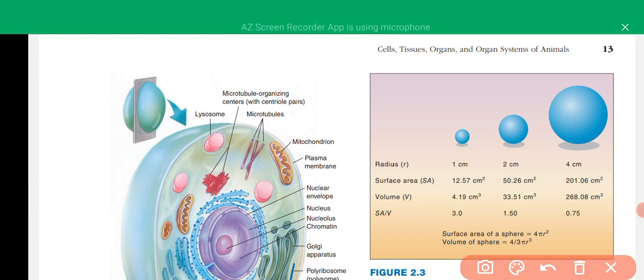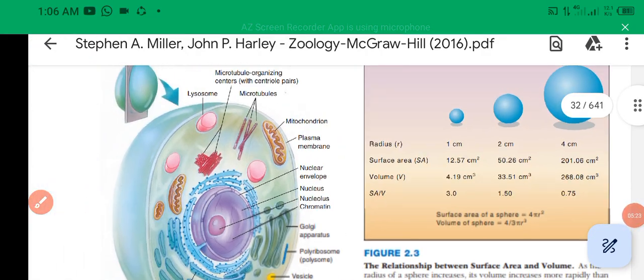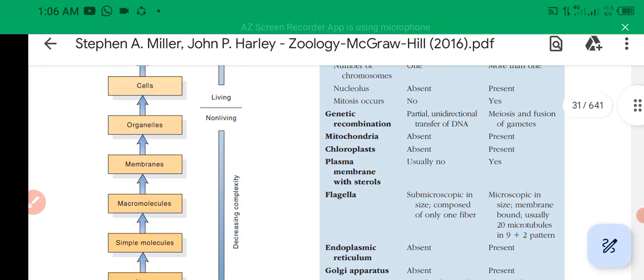You can understand that this is our surface area, this is our radius. If the radius of the ball is 1 centimeter, its surface area is 12.57, its volume is 4, and the surface area to volume ratio is 3. Then we double the radius, and the surface area becomes four times, but the volume increases about 8 times, and the surface area to volume ratio decreases to 1.5. Then if it doubles further, the surface area to volume ratio decreases further. So with increasing cell size, the surface area to volume ratio decreases, and it is difficult for the nucleus to control the cell.